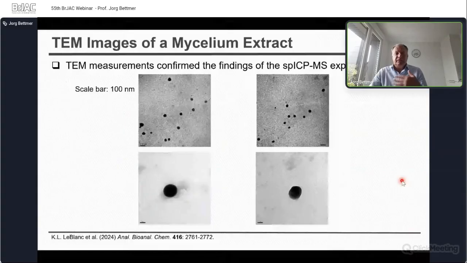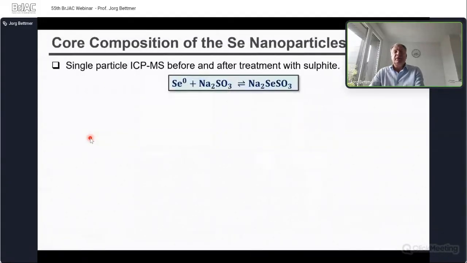And again, to prove this, we always take into account a complementary technique like transmission electron microscopy, and it proved somehow very nicely the results of single particle ICP-MS. However, we want to go a step further. We want to know a little bit about the core composition of the selenium nanoparticles. We know by all the experiments that they contain selenium, but in which form? We were interested to check for this.